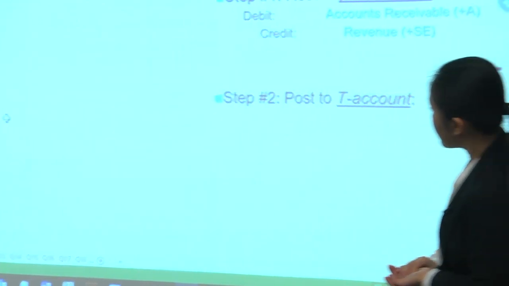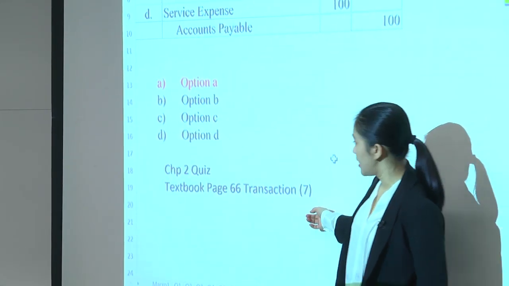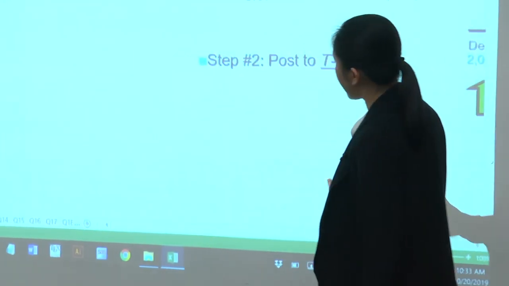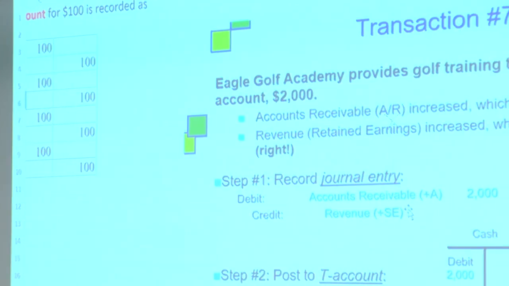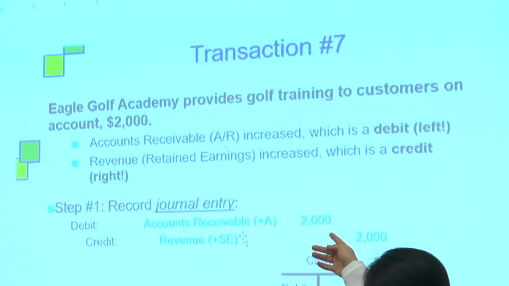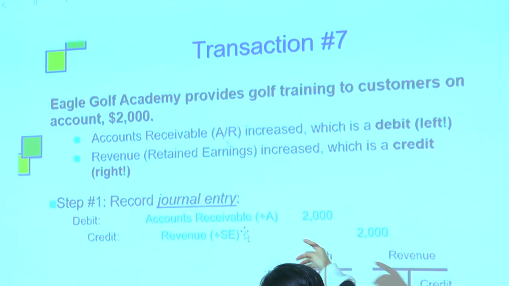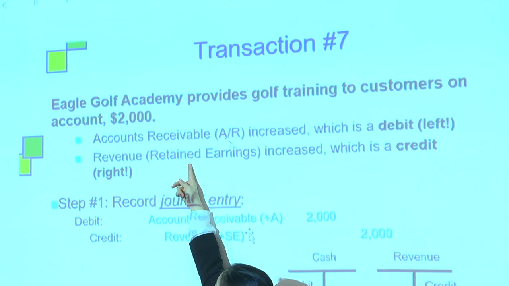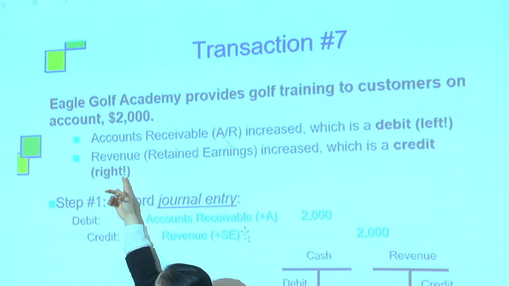Here is actually very similar to our textbook, page 66. Again, there are 8 transactions, transaction 7. You can go back and take a look at how they analyze the transaction. And also, Ming's slides give very good steps here. They also have different names of the company. This one provides golf training, $2,000. And first you have to think about what accounts are involved. Accounts receivable, now you're providing service. So it's service revenue, something that you are earning, right?